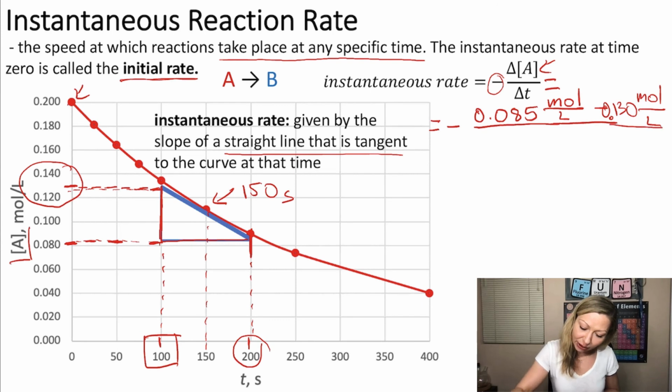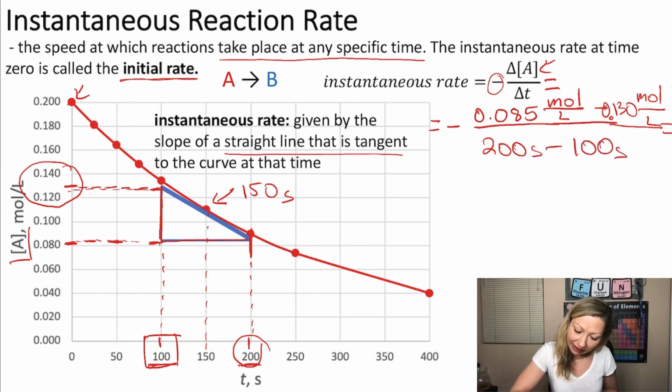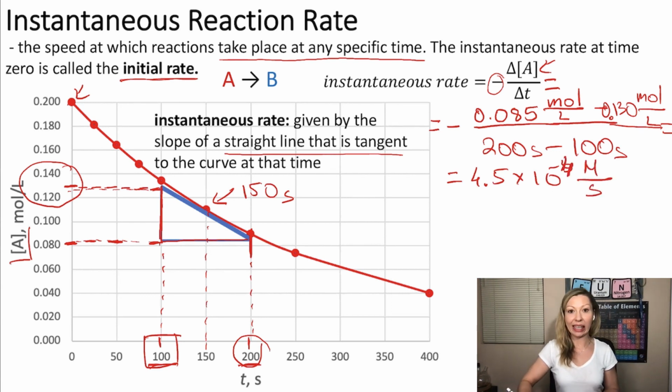All right. And on the bottom, I'm going to have the change in time. I said I went from t2, 200, to t1, 100. It's 200 seconds minus 100 seconds. Now, if you do this calculation, you are going to get 4.5 times 10 to the negative fourth molarity per second. Does this value make sense? Well, we got the instantaneous rate at 150 seconds.